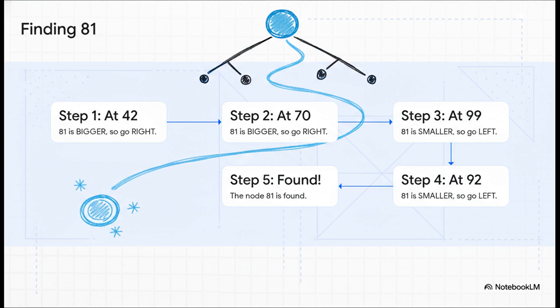Okay, now we're at 70. Again, 81 is bigger, so we go right. Now we're at 99. 81 is smaller, so we go left. Then at 92, it's smaller again, so we go left. And there it is! Found it! In just 4 quick steps, we found our needle in this haystack. Every single decision cuts the remaining problem in half. It's so efficient that even if you double the number of items in the tree, it only takes one extra step to find anything. That's some serious power.